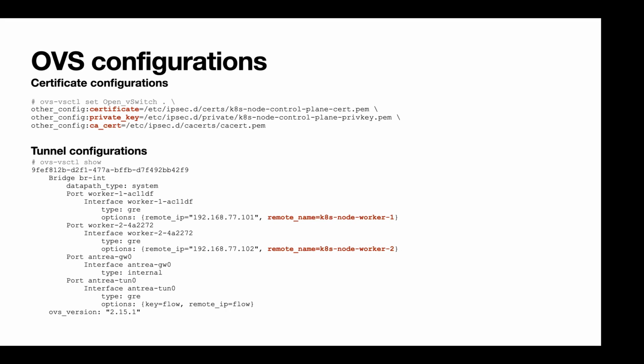We also need to configure the tunnel configurations. Previously, for pre-shared keys, we configured each port with a PSK and the exact pre-shared key in the options. But using certificates, we only need to set the remote name of the peer worker nodes. The remote name should match the common name in the node's certificate, as I showed earlier. So that's all we need for the OVS configurations.